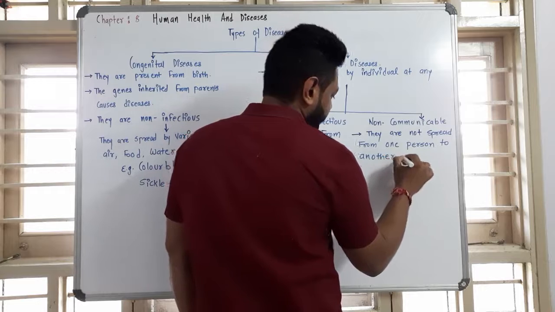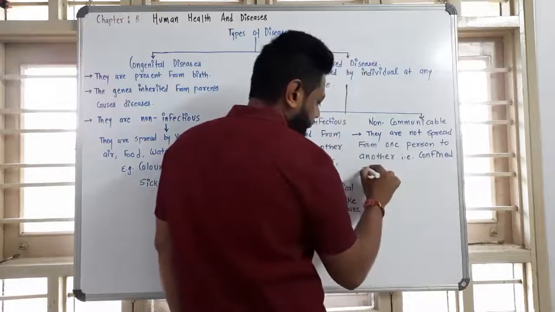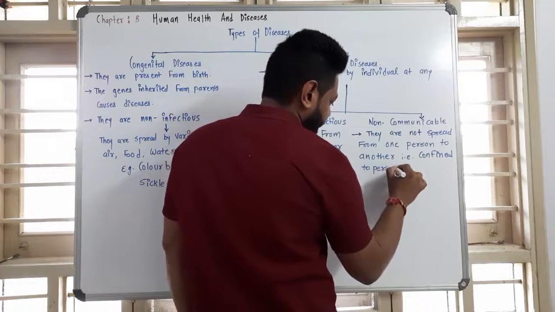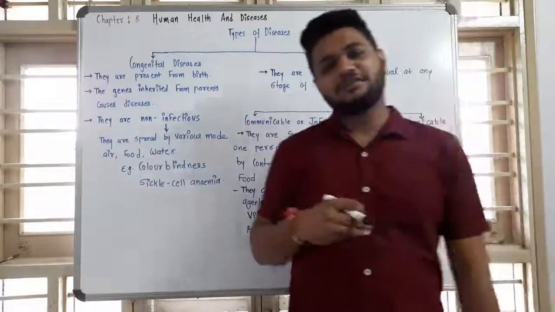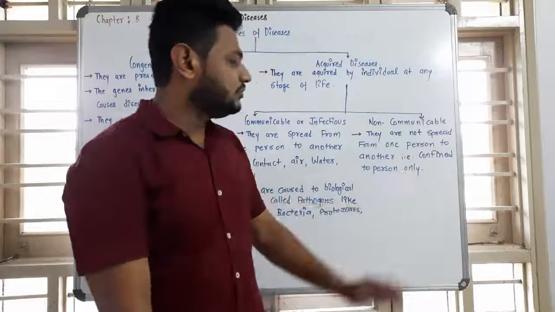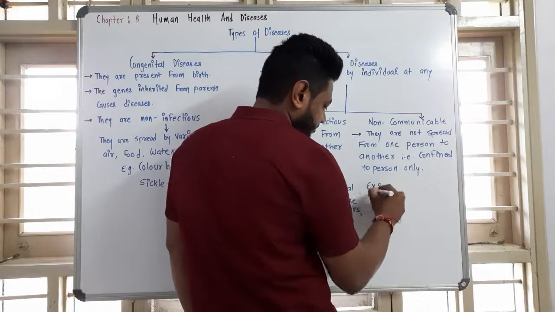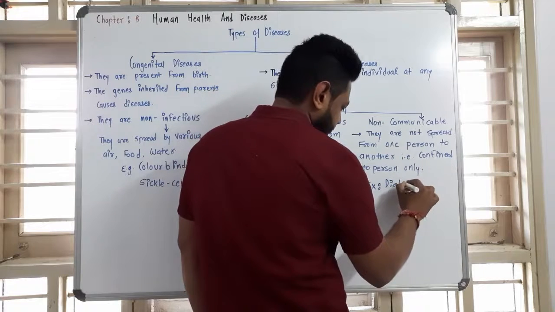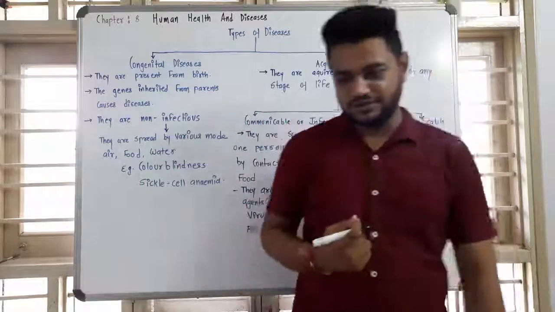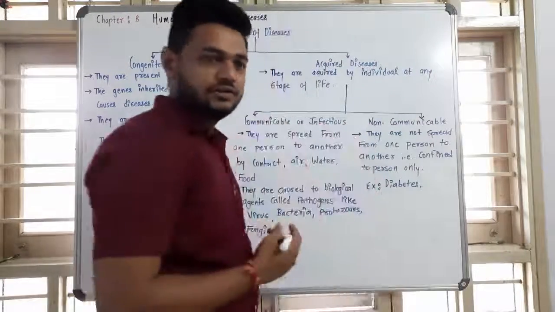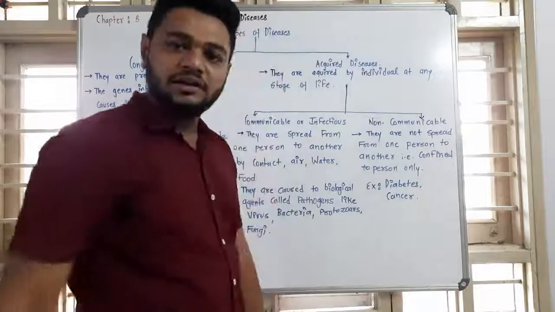And that is why that is confined to a person only. Let us take an example of non-communicable diseases. Let's say diabetes. Diabetes is a non-communicable disease. Second, if we talk about cancer, cancer is also a non-communicable disease.